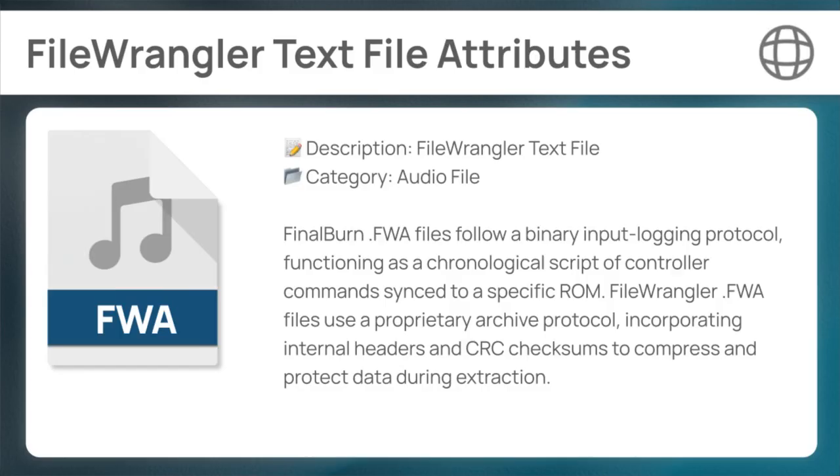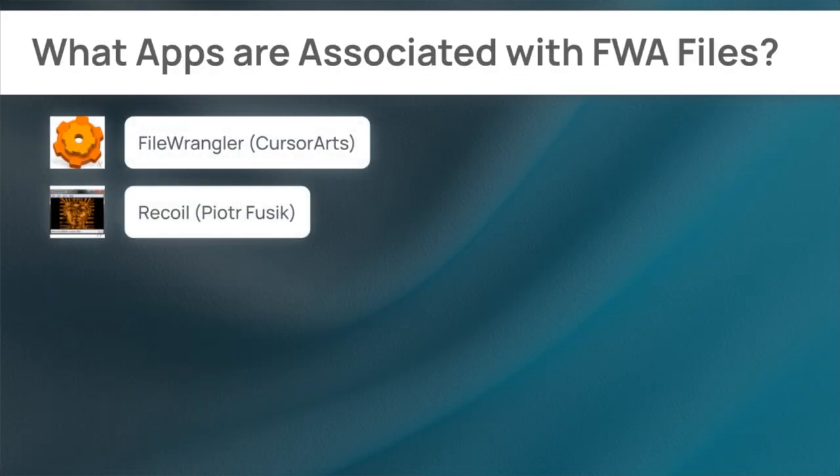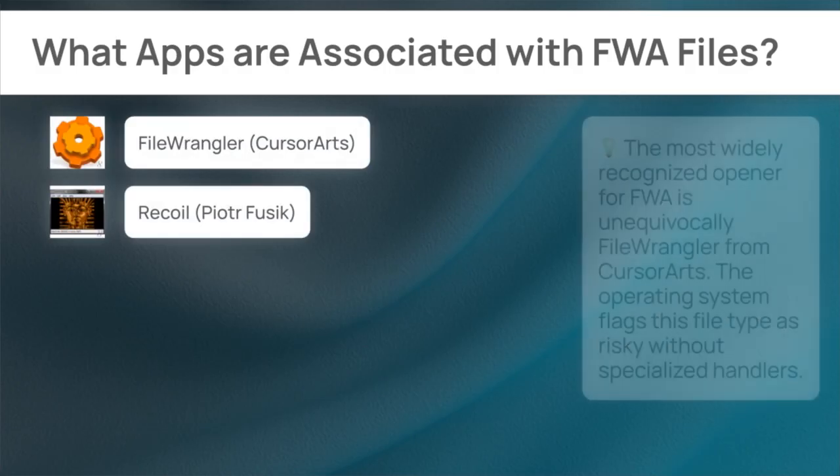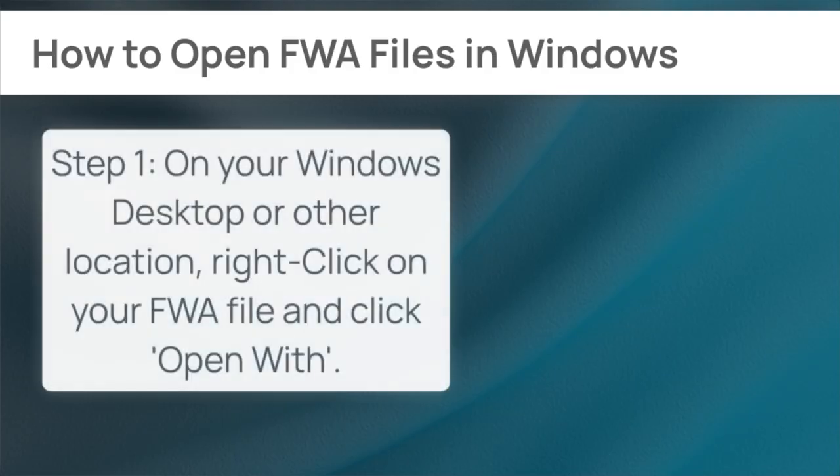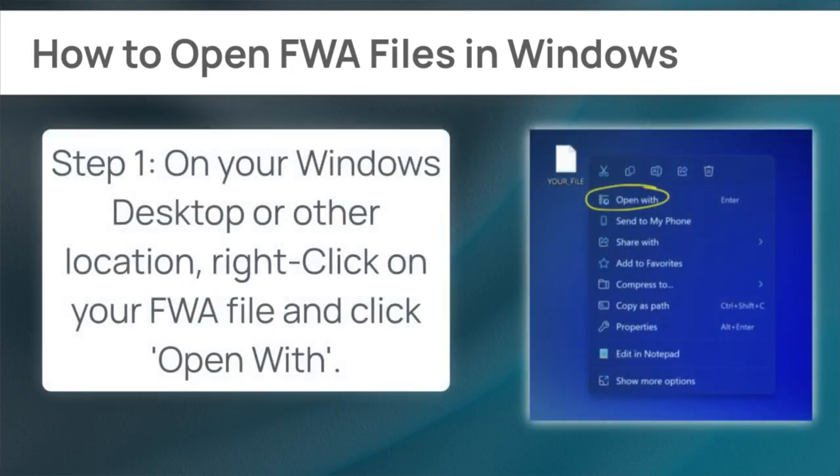FileWrangler FWA files use a proprietary archive protocol, incorporating internal headers and CRC checksums to compress and protect data during extraction. Windows registers the FWA file as an opener for FileWrangler developed by CursorArts. The operating system flags this file type as risky without specialized handlers. Windows can play these files, but modifying structure or quality requires editing software. Your essential first step is the Open With action.